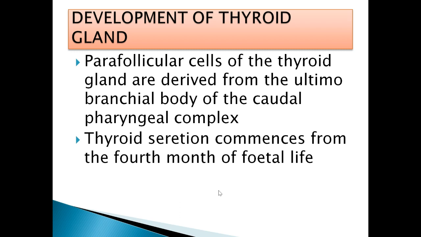The thyroid gland mainly develops from the thyroglossal duct just dorsal to the tuberculum impar of the tongue. Another contribution is the lateral thyroid elements derived from the caudal pharyngeal complex. Third is the parafollicular cells from the ultimobranchial body of the caudal pharyngeal complex. So you have to write these 3 points: thyroglossal duct, lateral thyroid elements of the caudal pharyngeal complex, and ultimobranchial body of the caudal pharyngeal complex.